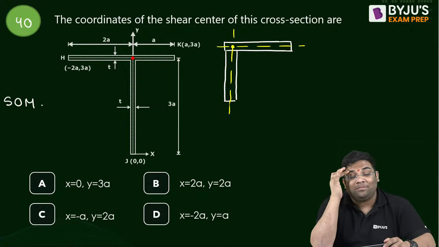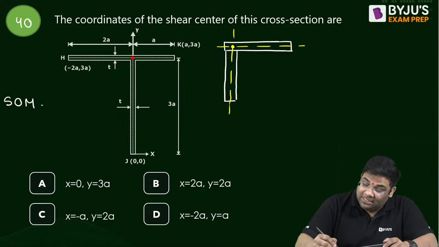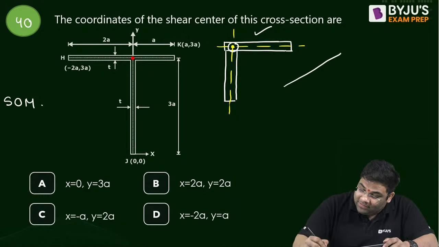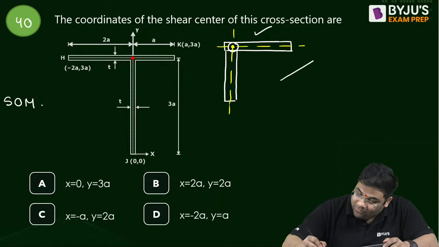Now answer the question. So here the shear center is this one, right? And suppose I give any random shape, like suppose I give like this.